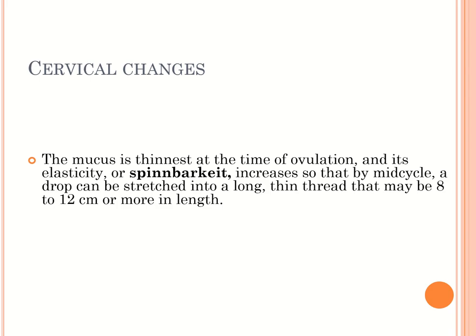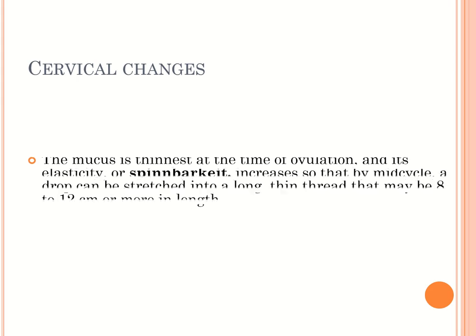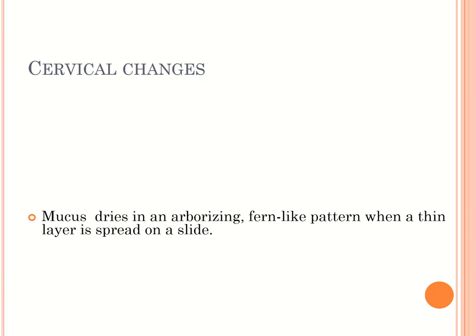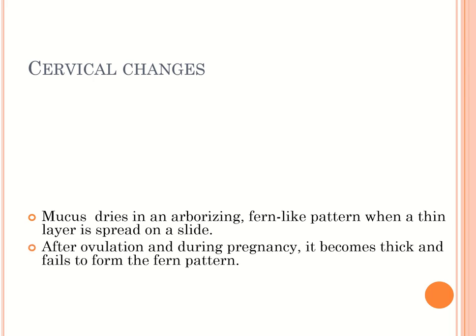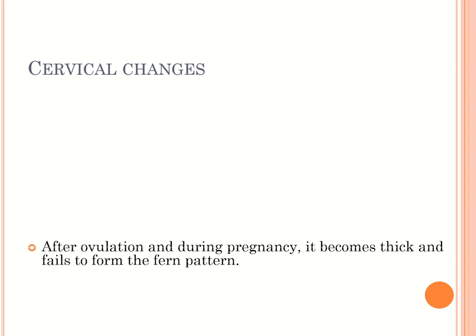If you take the cervical mucus between two fingers and try to stretch it, it will stretch up to 8 to 10 centimeters or more in length, and that is called the spinnbarkeit appearance. That is nothing but the mucus being very thin because of the influence of estrogen. Mucus will dry in an arborizing, fern-like pattern when a thin layer is spread on a slide. After ovulation and during pregnancy, remember, the mucus becomes thick and the fern-like pattern is lost.